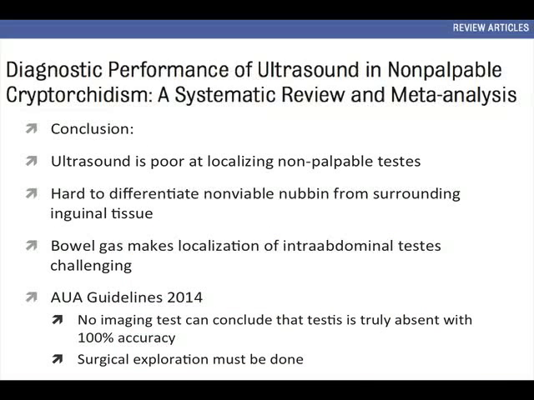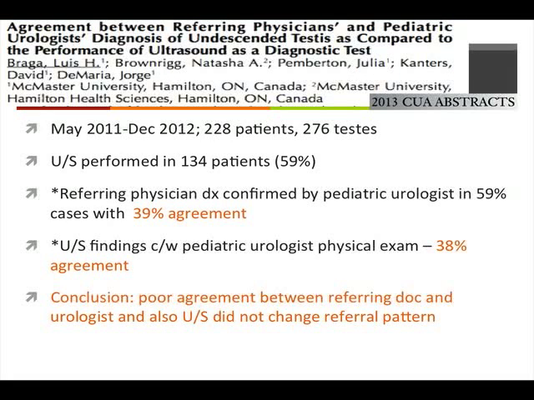So these authors concluded that ultrasound was poor for localizing non-palpable testes. One thing they did find was that it was really hard to differentiate between non-viable nubbin tissue and surrounding inguinal tissue. They also found that bowel gas made it difficult to locate the intra-abdominal testicles. So in the new guidelines they state that there's no imaging test that can truly conclude a testicle is absent with 100% accuracy, and because of that we should proceed with surgical exploration.